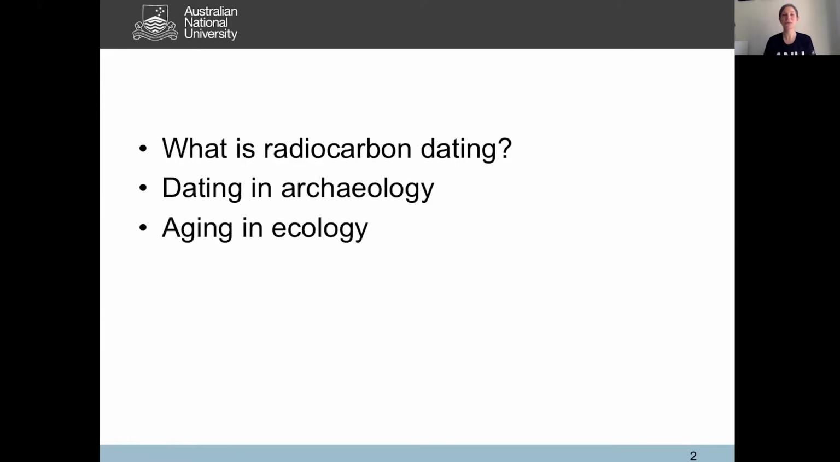So I'll just start with a quick rundown of what is radiocarbon dating and how do we actually do it. And then I'll talk about dating in archaeology, which is probably the kind of application of radiocarbon dating that you are likely to be more familiar with. And then Stewart will talk about how we can use the technique to age animals for use in ecology. So maybe a slightly different take on radiocarbon that you might be aware of.